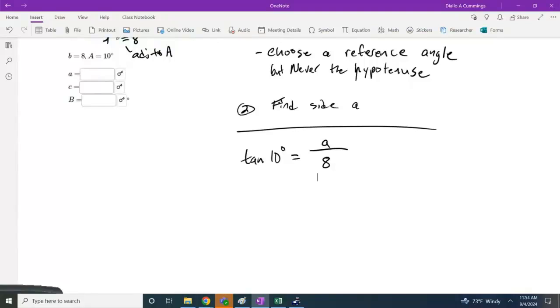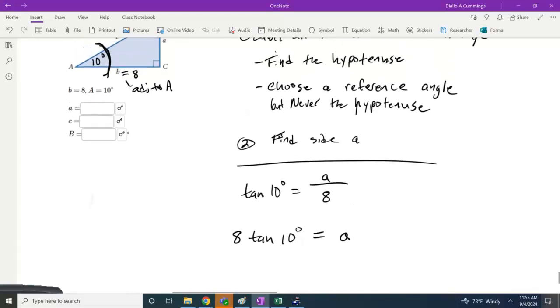So in order to solve it for A, what should I do? Well, I can multiply both sides by 8. So if I multiply the left-hand side by 8, I have 8 times the tangent of 10 degrees. If I multiply the right-hand side by 8, my 8's are going to cancel. So I have 8 times the tangent of 10 degrees. That should give me side A.